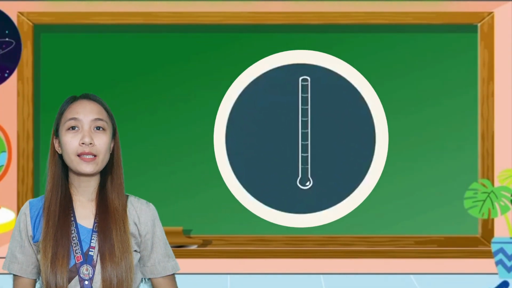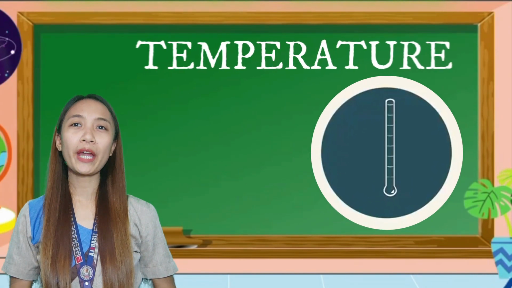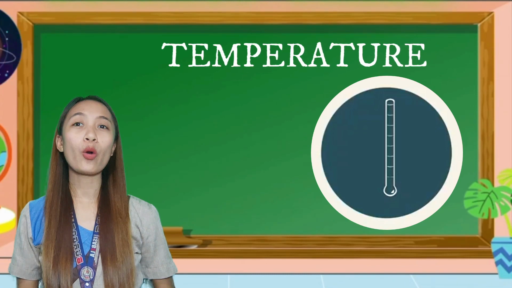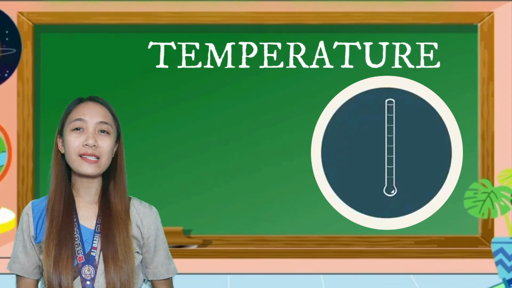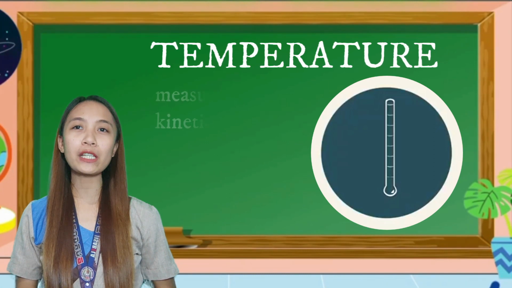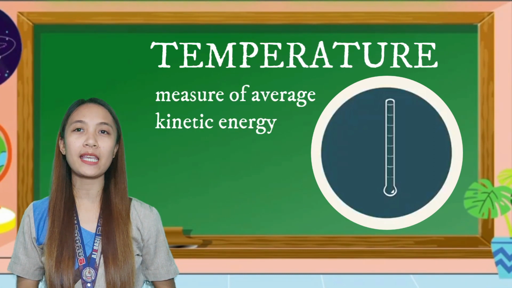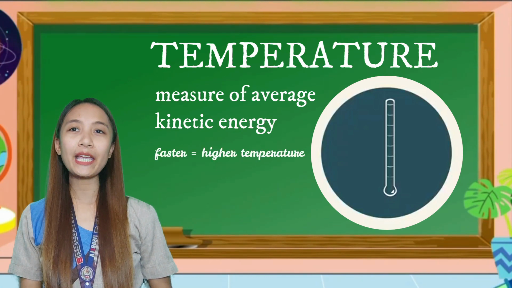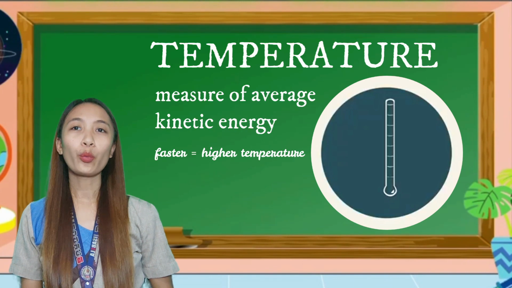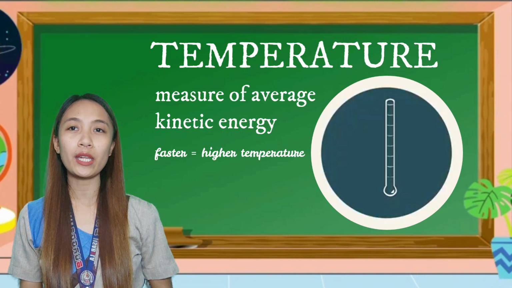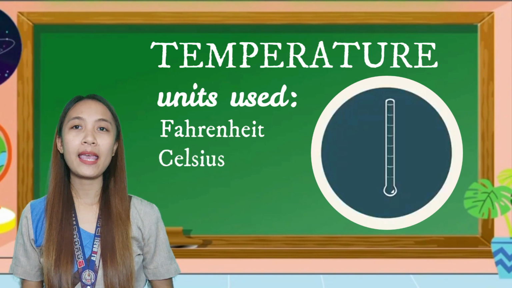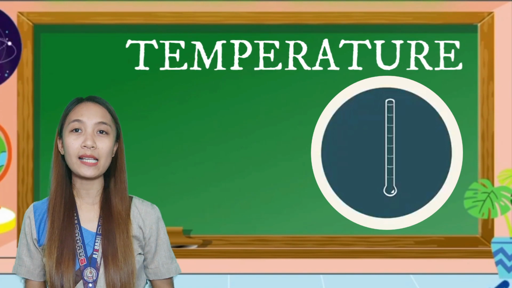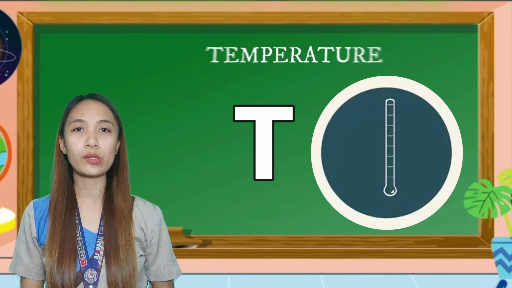Next variable is temperature. We already know that temperature is the degree of hotness and coldness. However, we will be expanding its definition as the measure of the average kinetic energy of the particles in an object. This means that the faster the particles move, the higher the temperature will be. We measure temperature using the units Fahrenheit, Celsius, and Kelvin. When the generalized variable of temperature is discussed, the symbol T is used.